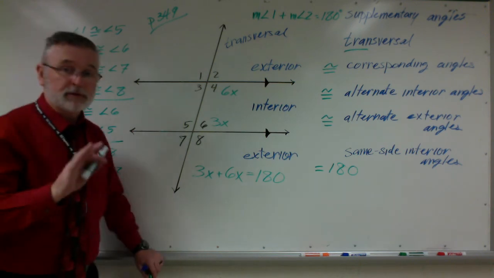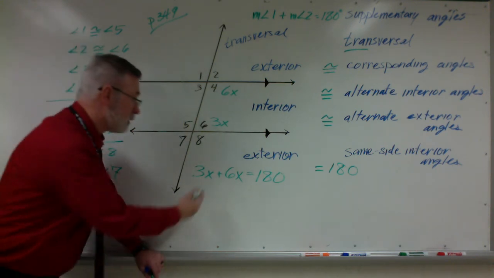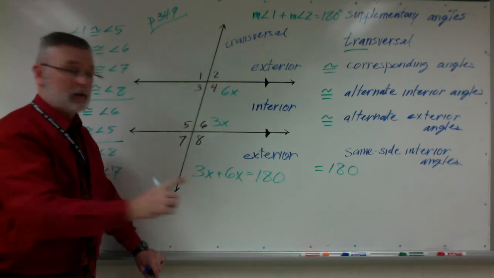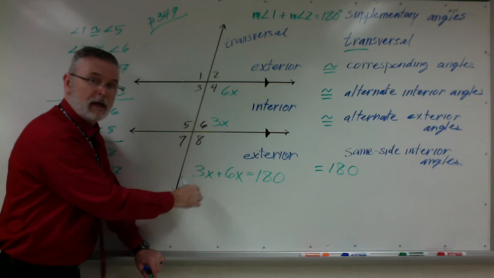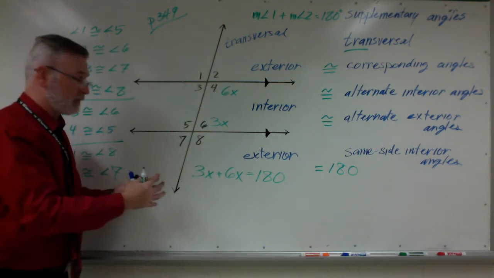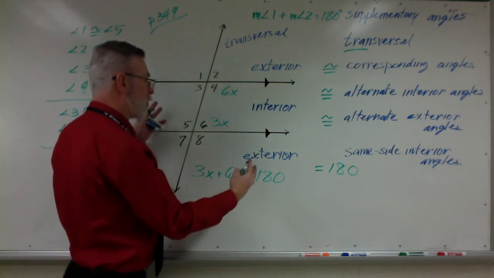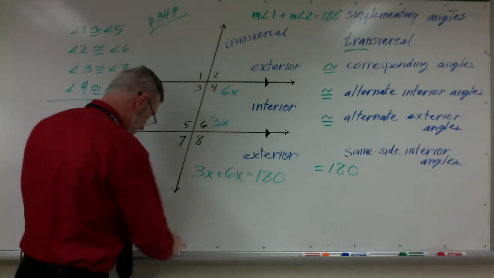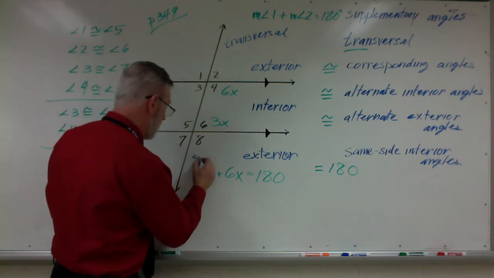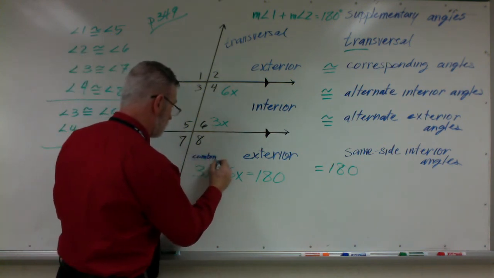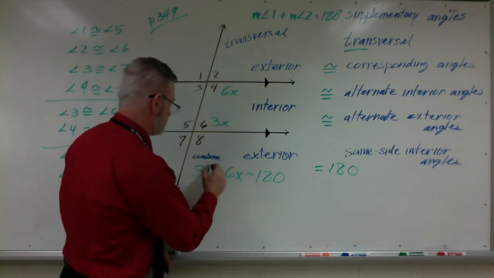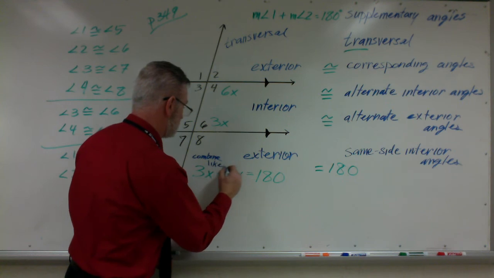Now, a lot of people that are still concrete thinkers will tell me that there are 2 x's on the board right now, and there aren't. There's 3 x's over here, and there's 6 x's right there. So how many x's do I have over here? Wouldn't it be nice if I had them all together? So what we're doing is we're going to combine like terms, which means put together like terms.